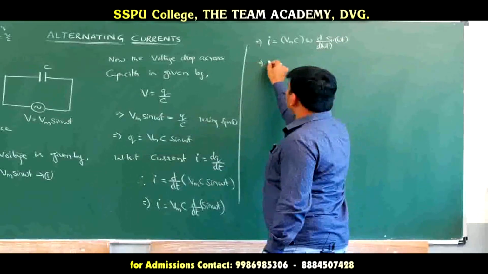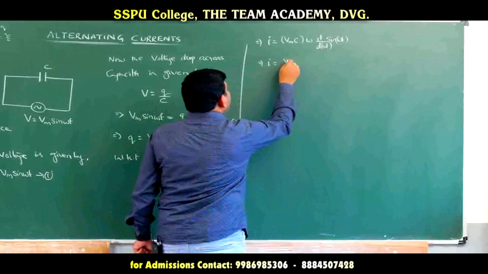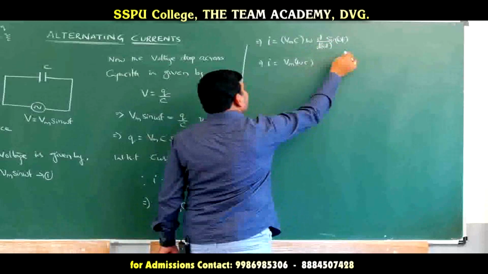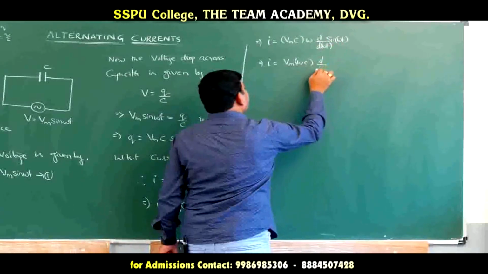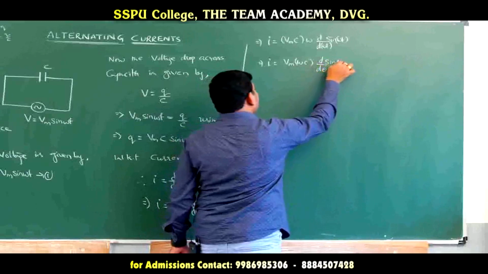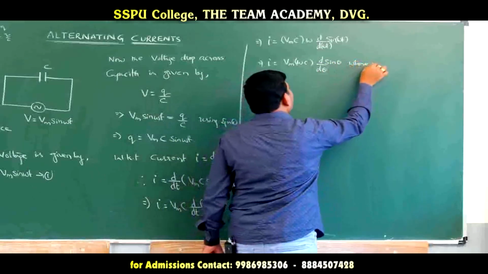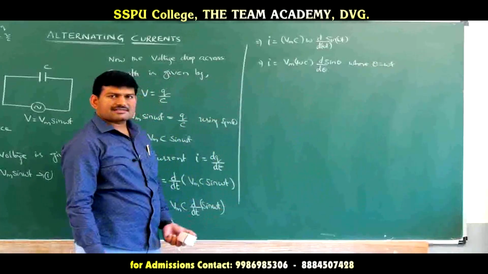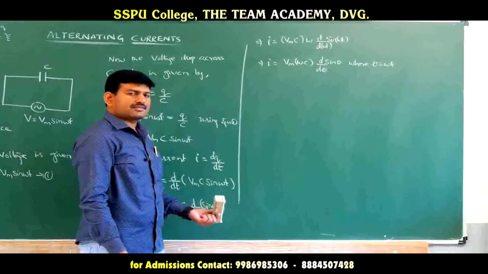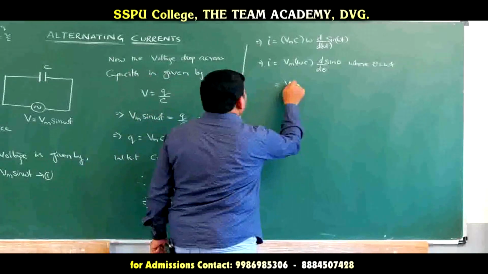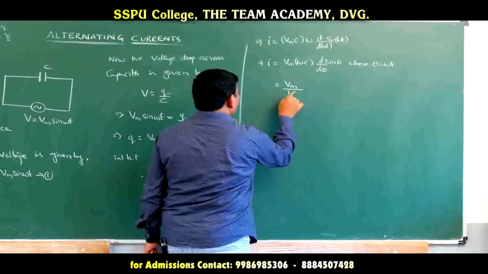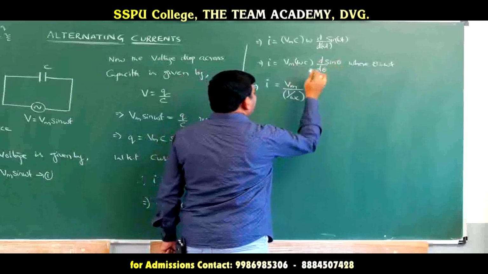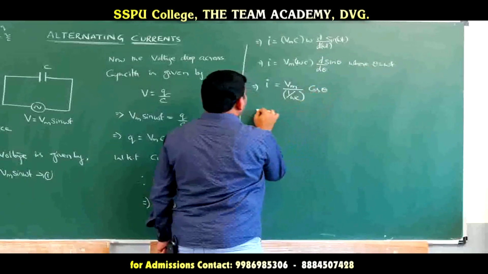So this implies I is equal to Vm into omega C into d by dt of, so if I take it as theta, d by d theta of sine theta, where theta is equal to omega t. Then what I can write? D by dx of sin x is cos x, d by d theta of sin theta is cos theta. Therefore I can write it as Vm, this can be written as 1 by omega C into d by d theta of sin theta is cos theta. But what is theta here?